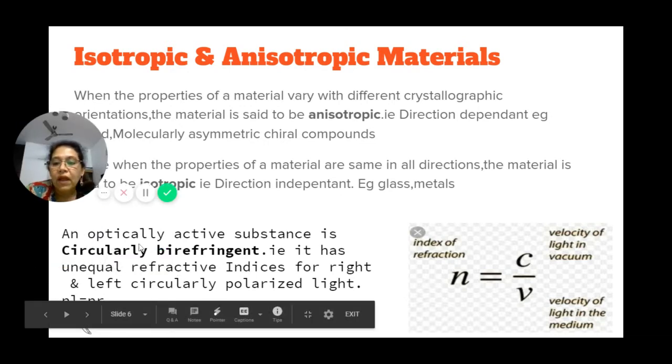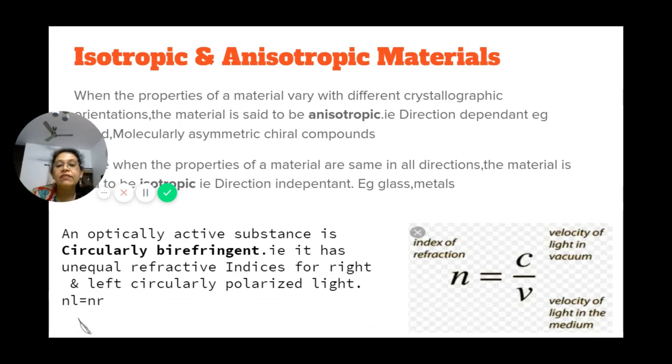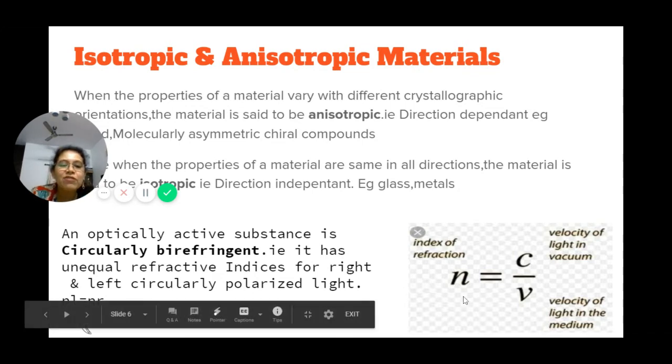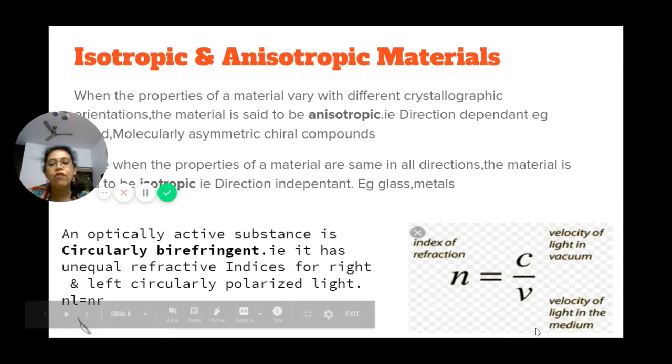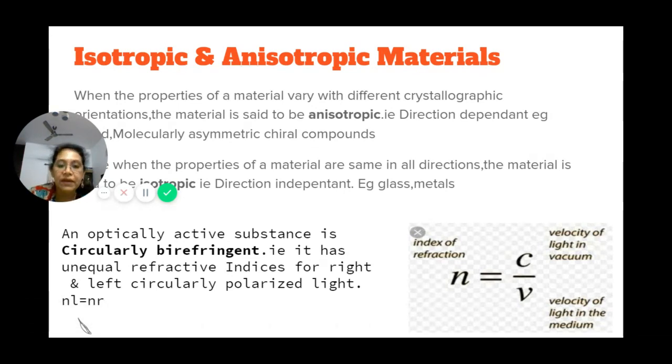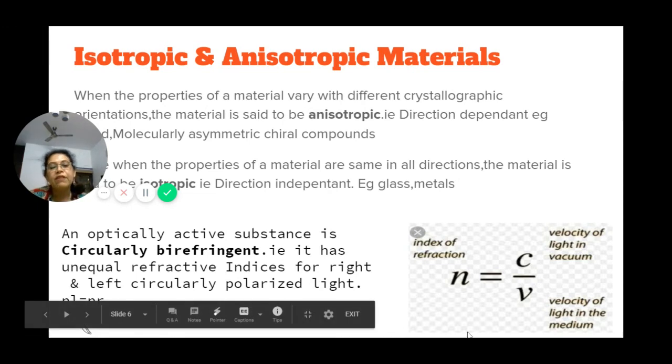Okay. Now let us look at what is circularly birefringent. An optically active substance is said to be circularly birefringent, that is, if it has unequal refractive indices for the left and the right circularly polarized light. अब इसको समझें क्या कहना चाह रहे हैं हम. सबसे पहले रिफ्रैक्टिव इंडेक्स क्या होता है. Refractive index represented by small n is equal to C upon V, where C is the velocity of light in vacuum and V is the velocity of light in a particular medium. So इस रेशियो को हम कहते हैं रिफ्रैक्टिव इंडेक्स.